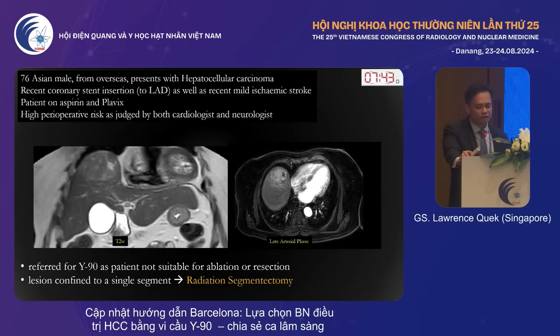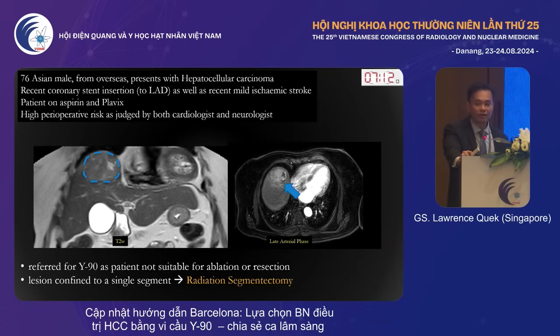So now we're done with that part of the literature. Let's look at some of the cases we have seen over the years. Here's an overseas patient, a 76-year-old Asian male, who had a recent coronary stent insertion to the LAD and a recent mild ischemic stroke. The patient is on aspirin and Plavix, high perioperative risk as judged by the cardiologist and neurologist. And you can see that he has a lesion in segment 8. He was referred to us for Y-90, not suitable for ablation or resection.